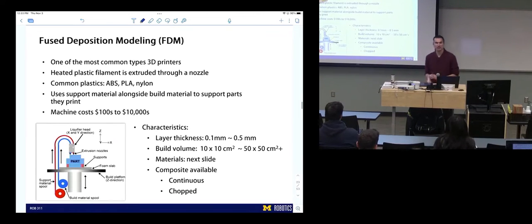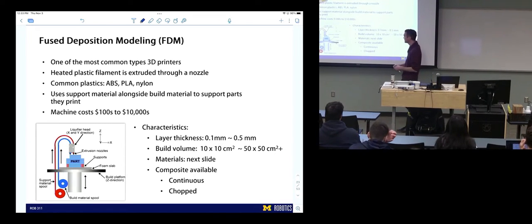The first thing we learned was 3D printing FDM, fused deposition modeling. That's essentially squeezing plastic out of a tube to print something. You guys built a lot of stuff with that, which was cool.